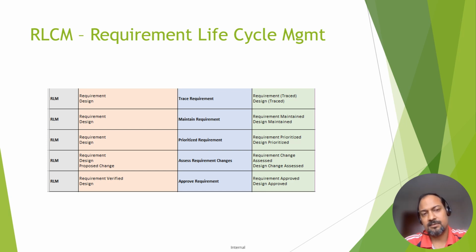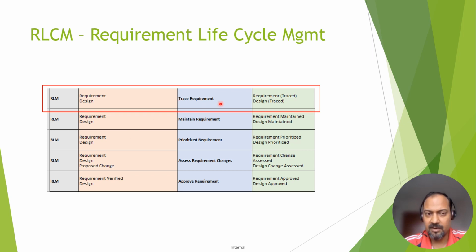So in requirement lifecycle management, we have 5 activities: trace requirement, maintain requirement, prioritize requirement, assess requirement changes, and approve requirements. If any of you is working in Jira or a requirement management tool, you would be able to relate to it easily. First, today we'll talk about trace requirement, and the input for this is requirement and design, and the output is requirement traced and design traced.